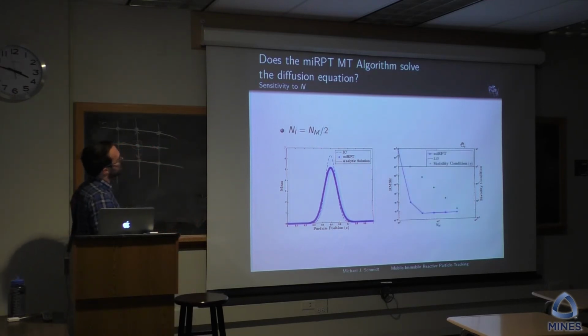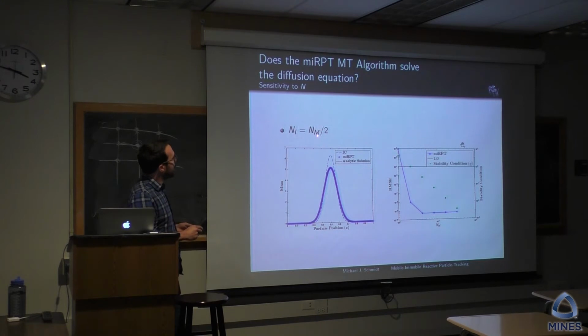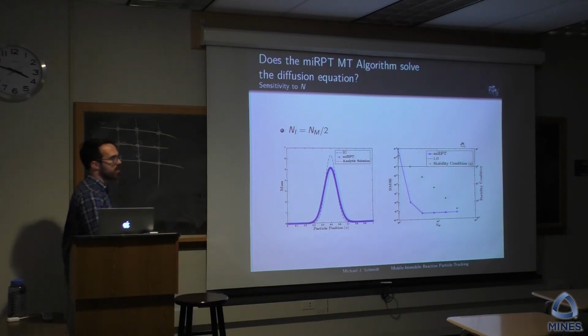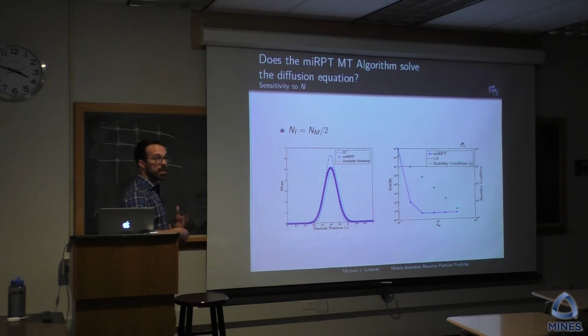We also check the sensitivity to particle number. Here we're changing the number of mobile particles, and the number of immobile particles is always half that. The reason we might do that in a real reactive transport simulation is the chemistry calculation is very expensive. We're only doing them on the immobile particles, so we'd like to do fewer. It would speed things up for us. So this is kind of a case considering what we would like to do in that matter.